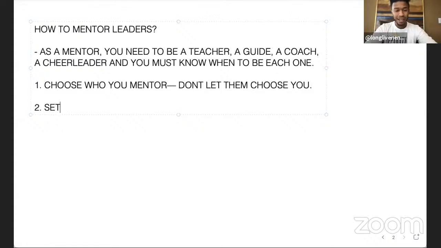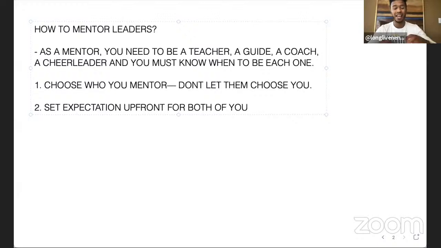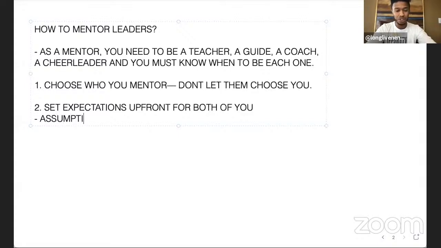Number two is you got to set expectations up front for both of you. This right here is probably the most important thing of them all. This is so important, because if we don't set expectations, assumptions happen. And what he says is that assumptions are the mother of all mess ups.